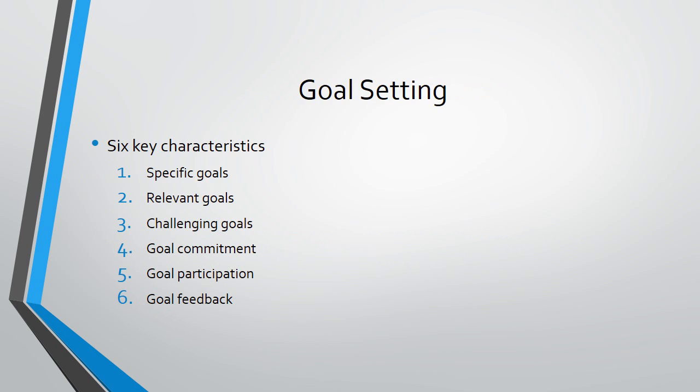Goal setting is the process of motivating employees and clarifying their role perceptions by establishing performance objectives. There are 6 key characteristics that goal setting requires: specific goals, relevant goals, challenging goals, goal commitment, goal participation, and goal feedback. Specific goals should be measurable and time-bound, such as increasing new product sales by 20% in the next 3 months.